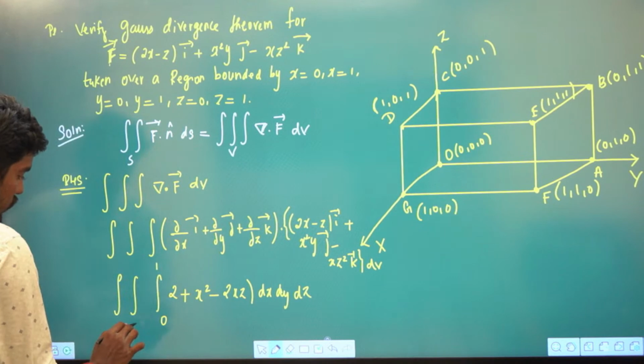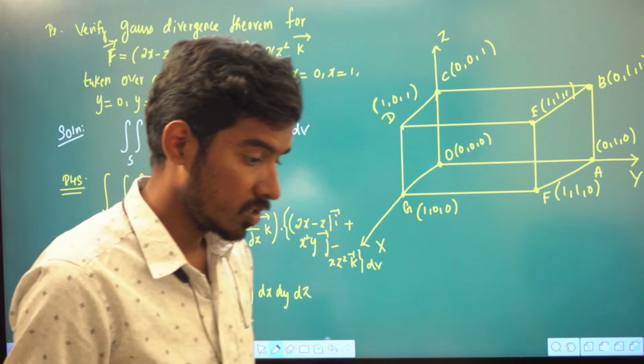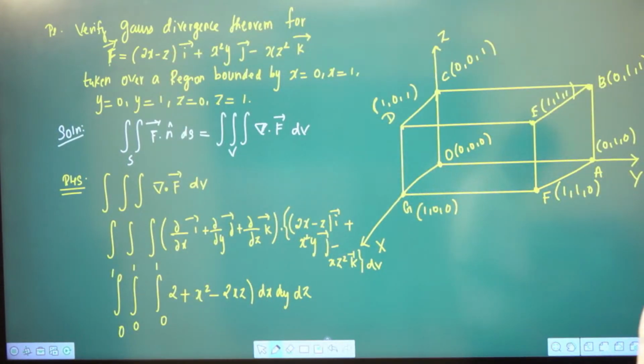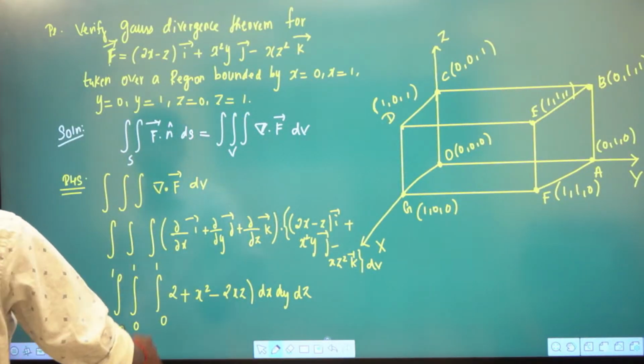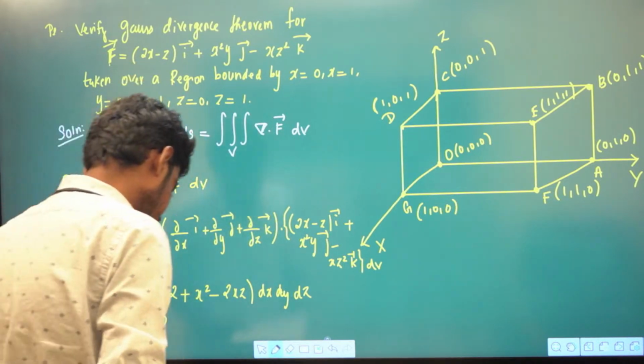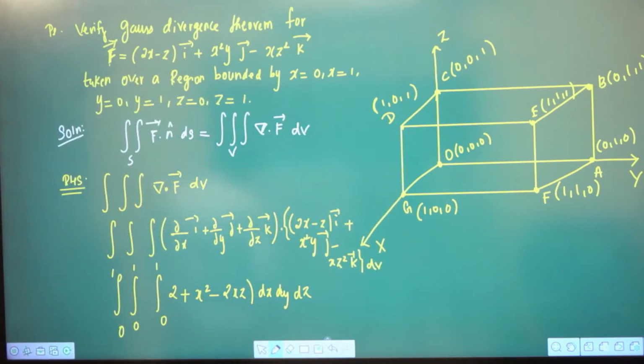X varies from 0 to 1, y varies from 0 to 1, z also varies from 0 to 1. Is it clear? So we will have 2 plus x square minus x square z. So dou by dou x, dou by dou y. I think the question is correct, right? 2x minus z. Just a minute, I'll check the question once again. If the question is wrong, then everything will be a problem for me. Just a minute.